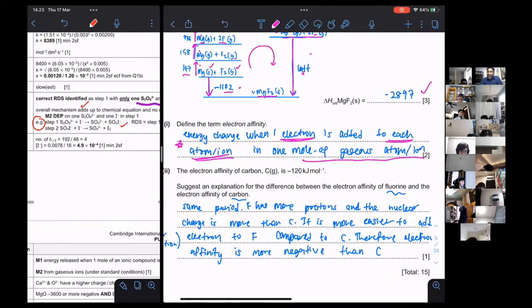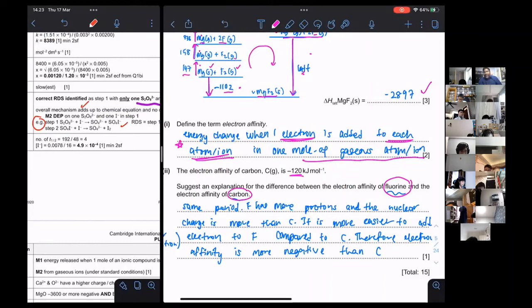They always ask you about the definitions of lattice energy, electron affinity, ionization energy, bond enthalpy, bond energy. All these kinds of definitions they will always ask. Yeah, just be prepared. Now, the electron affinity of carbon is given as -120. Suggest the difference between the electron affinity of fluorine and the electron affinity of carbon.